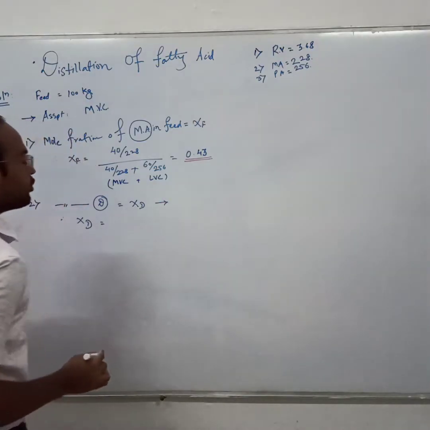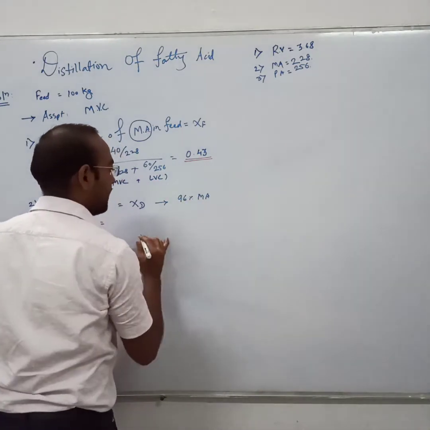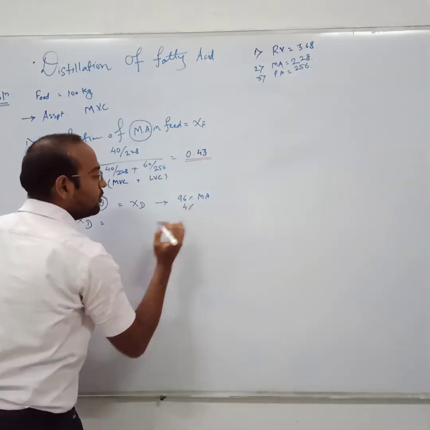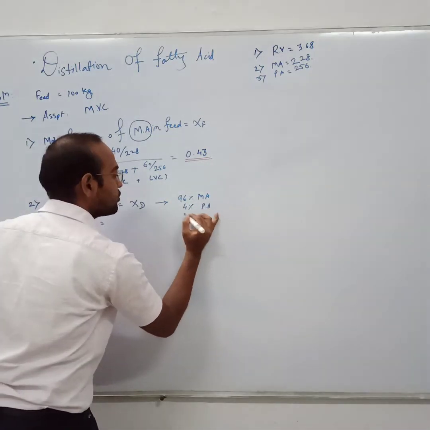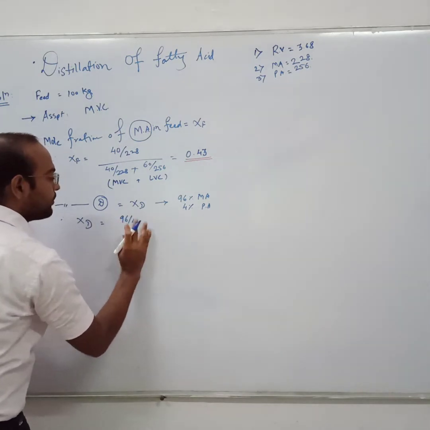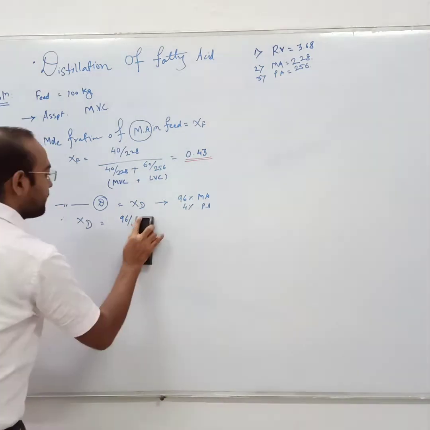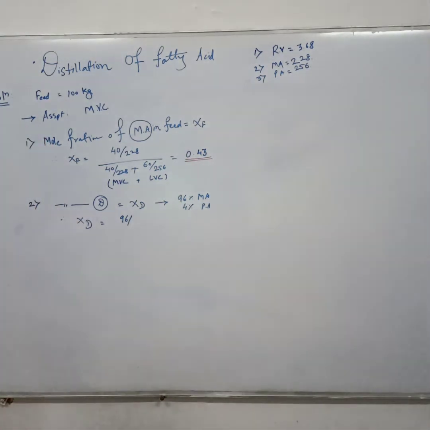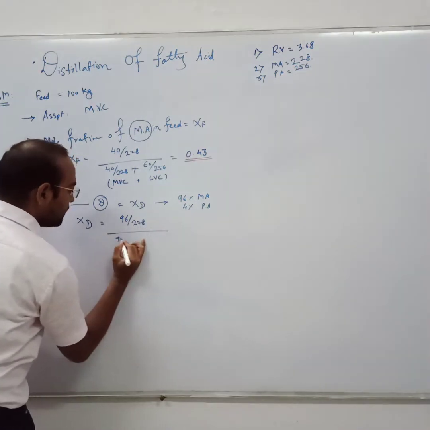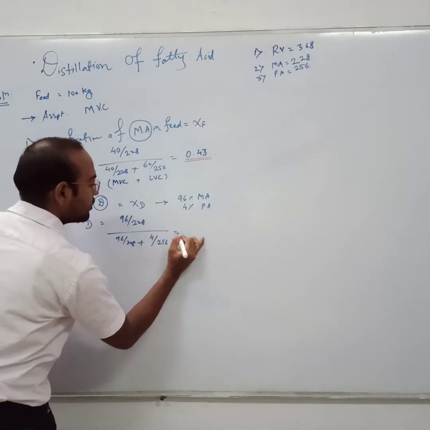What actually happened in the top product? We are getting 96% of malic acid. The composition of our top product is 96% of malic acid, so 4% of palmitic acid. So it is 100%. That's why XD equals 96 upon 228 divided by 96 by 228 plus 4 by 256.